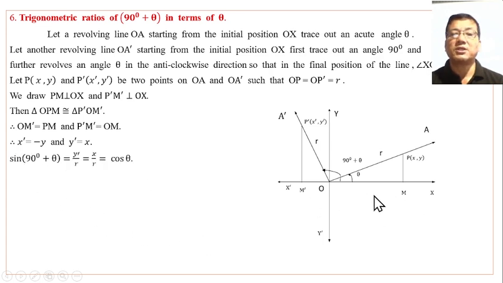Sine of 90 plus theta: in the triangle, the angle is 90 plus theta, and the opposite side over the hypotenuse, and the base.